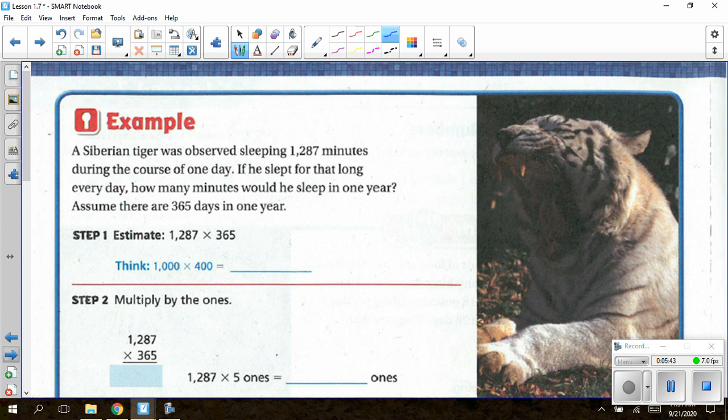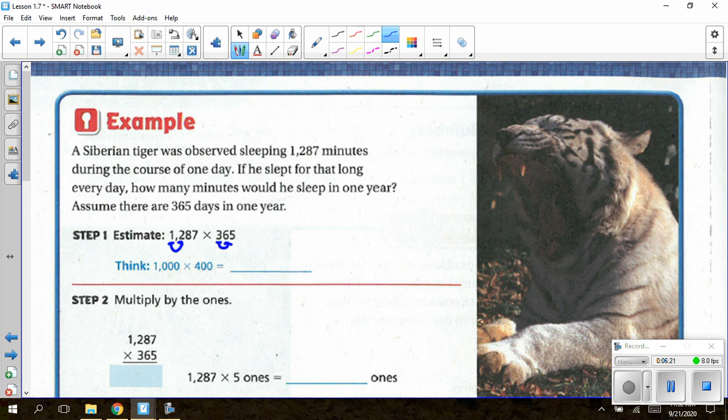So to find my estimate, I am again going to round both of my numbers to their largest place value. For the 1,287, the largest place value is in the thousands place. And looking to the right of that, the 2 does tell my 1 to stay the same, so I would round that number to 1,000. Going over to the 365, the 3 is in the largest place value, which is the hundreds. Look to the right of that, and the 6 does tell my 3 to round up to a 4. So that is how I get the rounded numbers of 1,000 times 400.